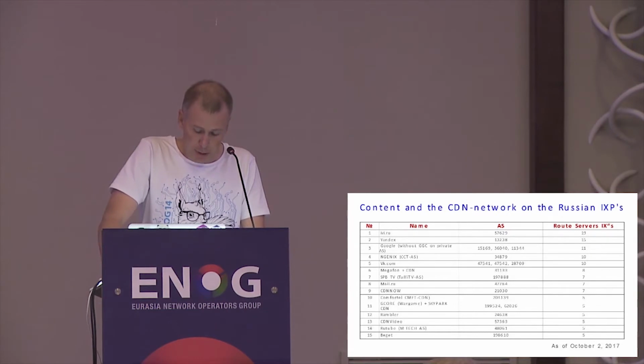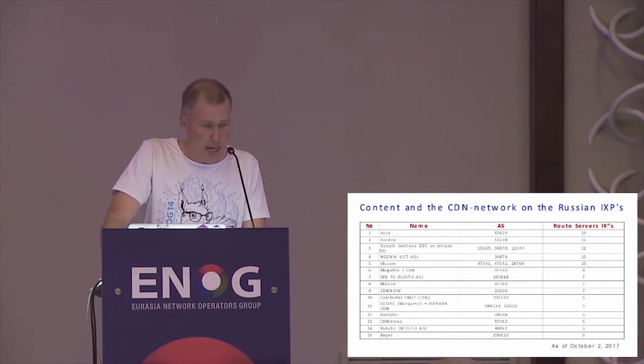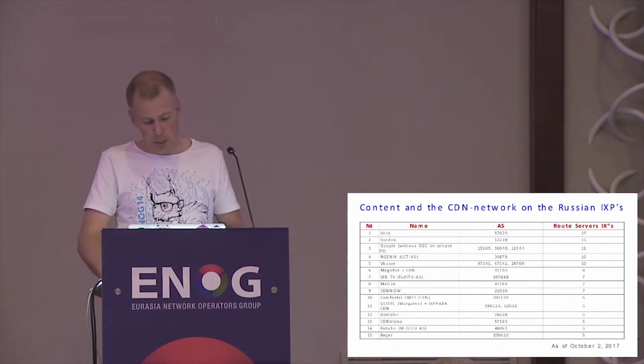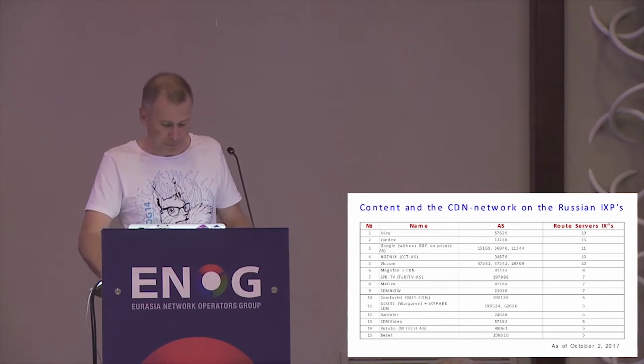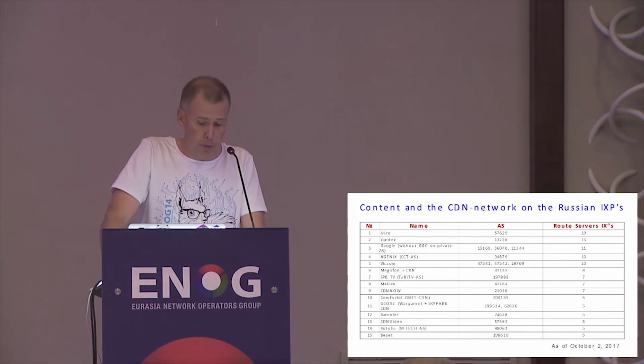Let's see what you can find in the Russian IXPs. Among them there are big content providers. Number one in IXPs is the biggest online cinema, ivi.ru. As of October, it was present at 19 IXs. There's also Yandex present in 15 IXs, Google, and other services.